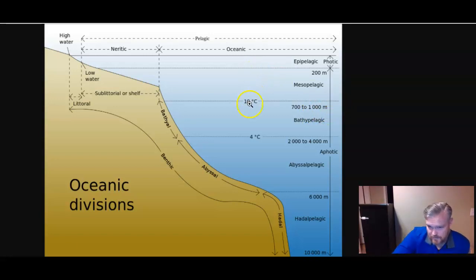And then notice the temperature is also decreasing. The bathypelagic goes down to 2,000 to 4,000 meters. So again, really deep. And then the abyssal pelagic goes down to 6,000 meters. And then the hadal pelagic is basically just the Marianas Trench, if you've ever heard of that.